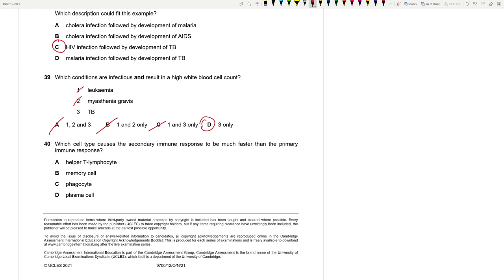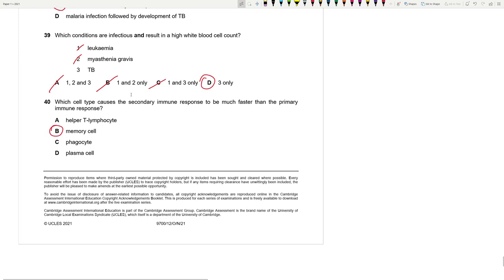40. Which cell type causes the secondary immune response to be much faster than the primary immune response? This is mainly due to memory cells, right? They keep a memory of what happened in the past.